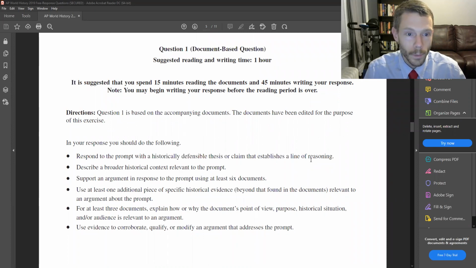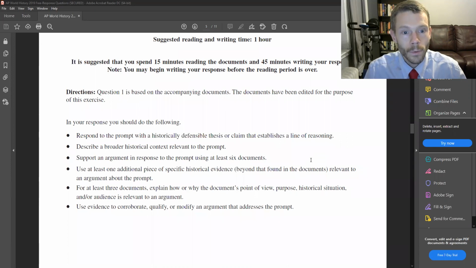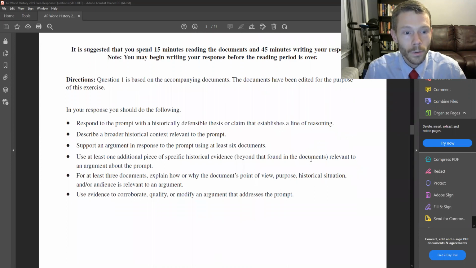They have been edited for the purpose of this exercise. So what we need to do is a total of 6 different bullet points, which corresponds to 7 points on the scoring rubric. Number 1, we must respond to the prompt with a historically defensible thesis or claim that establishes a line of reasoning.